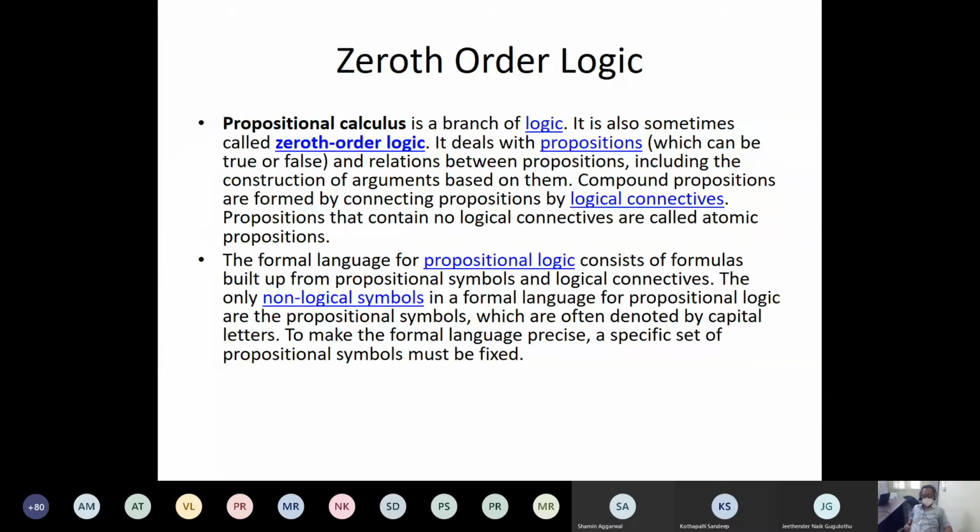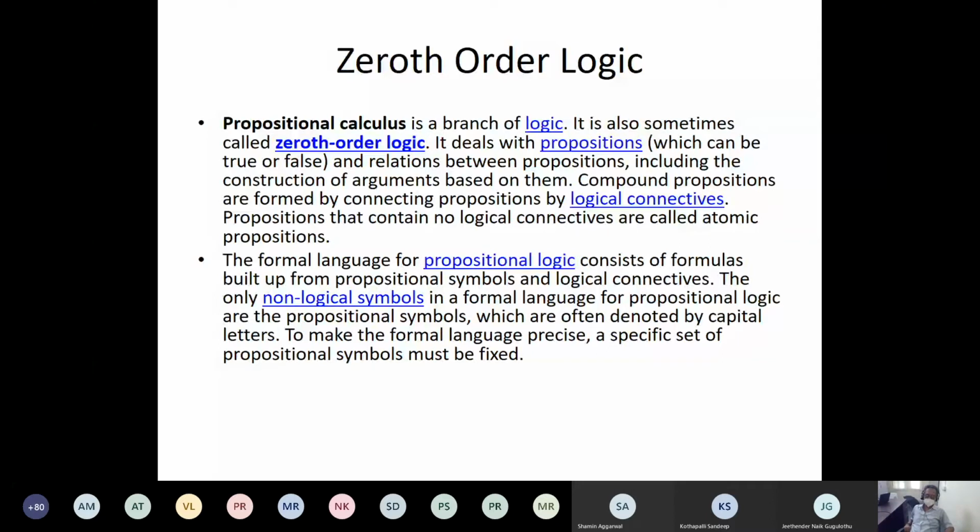Well, I'll quickly go over this because you already know it. What is called the zeroth order logic or the propositional calculus is a branch of logic. It deals with propositions which can be true or false and relations between propositions, including the construction of arguments, as we justify things based on them. Compound propositions are formed by connecting propositions by logical connectives. Propositions that contain no logical connectives are called atomic propositions.